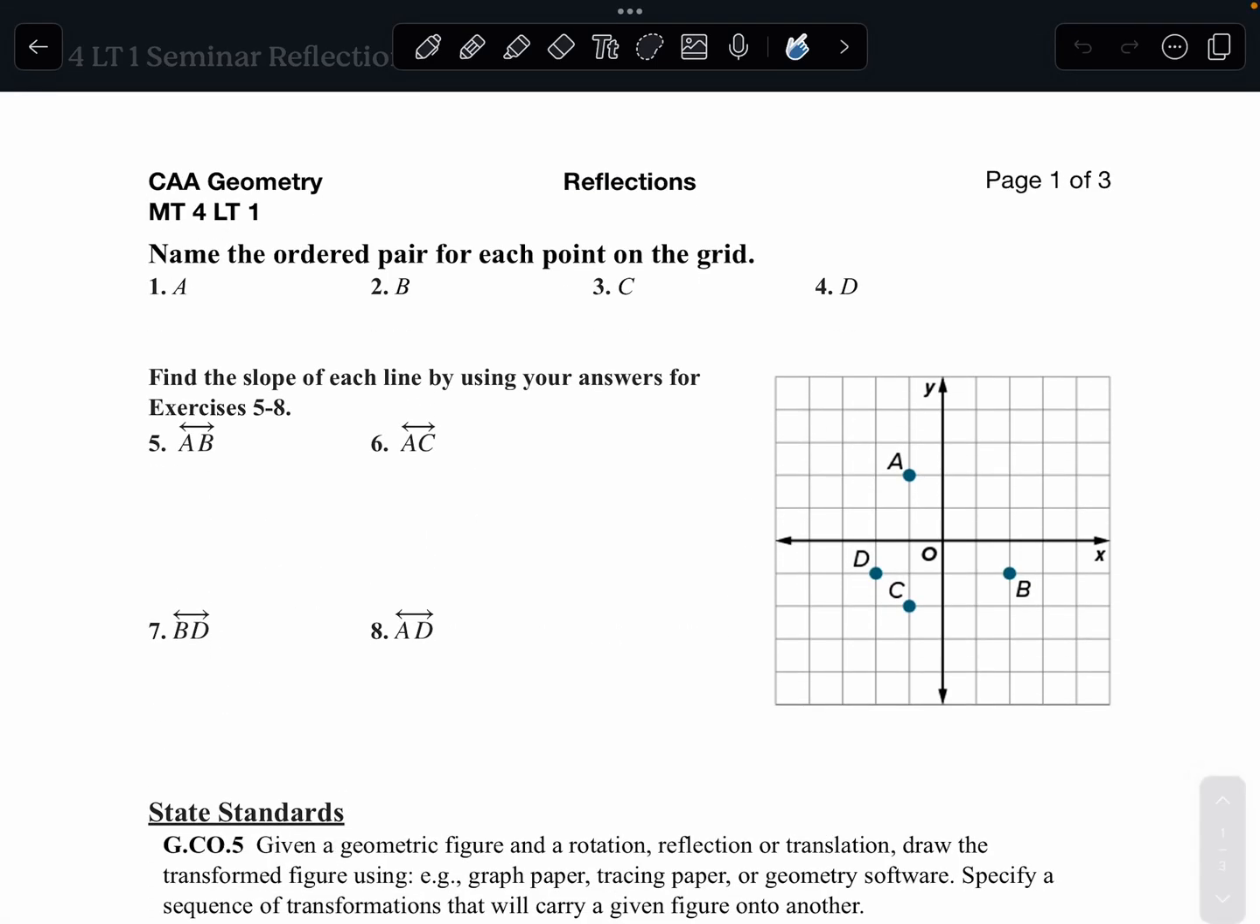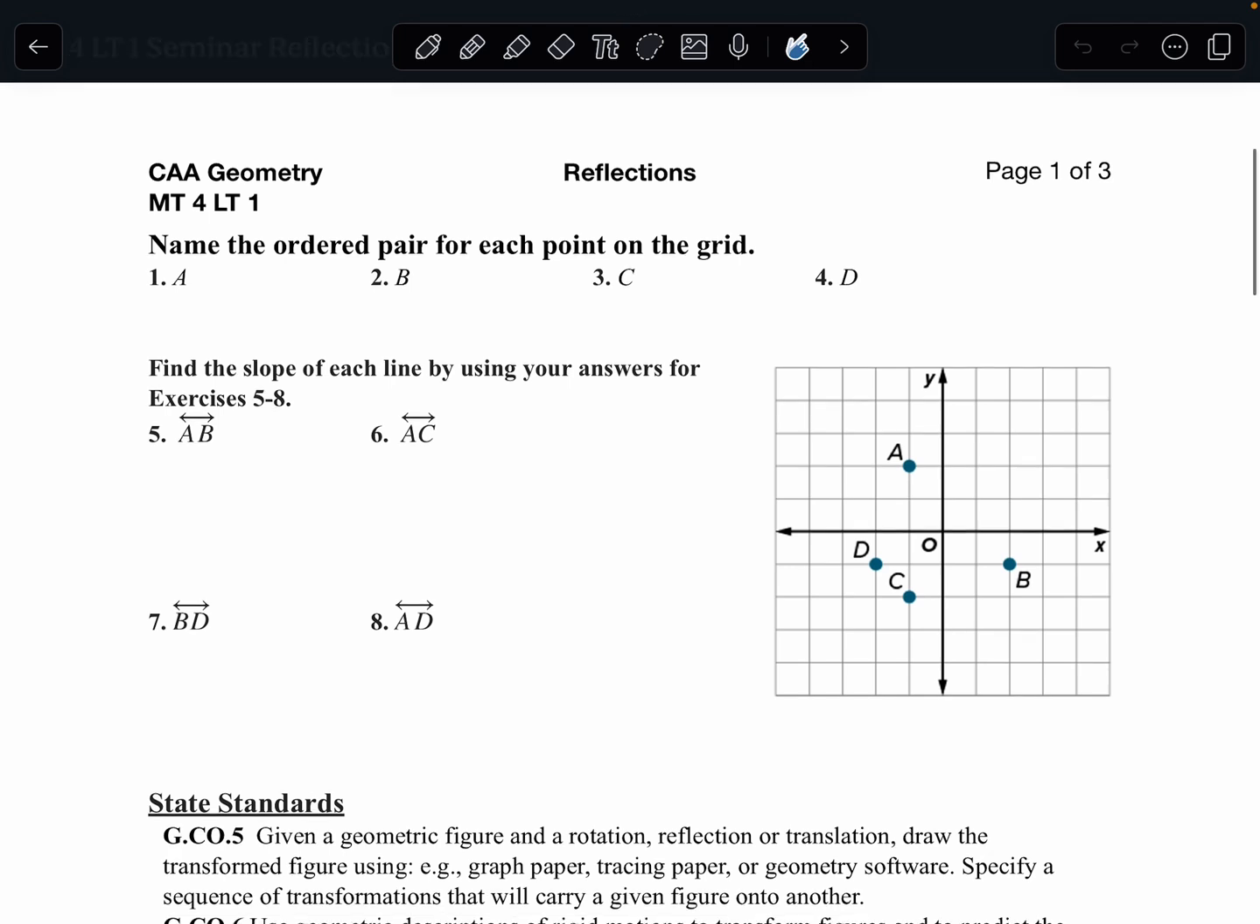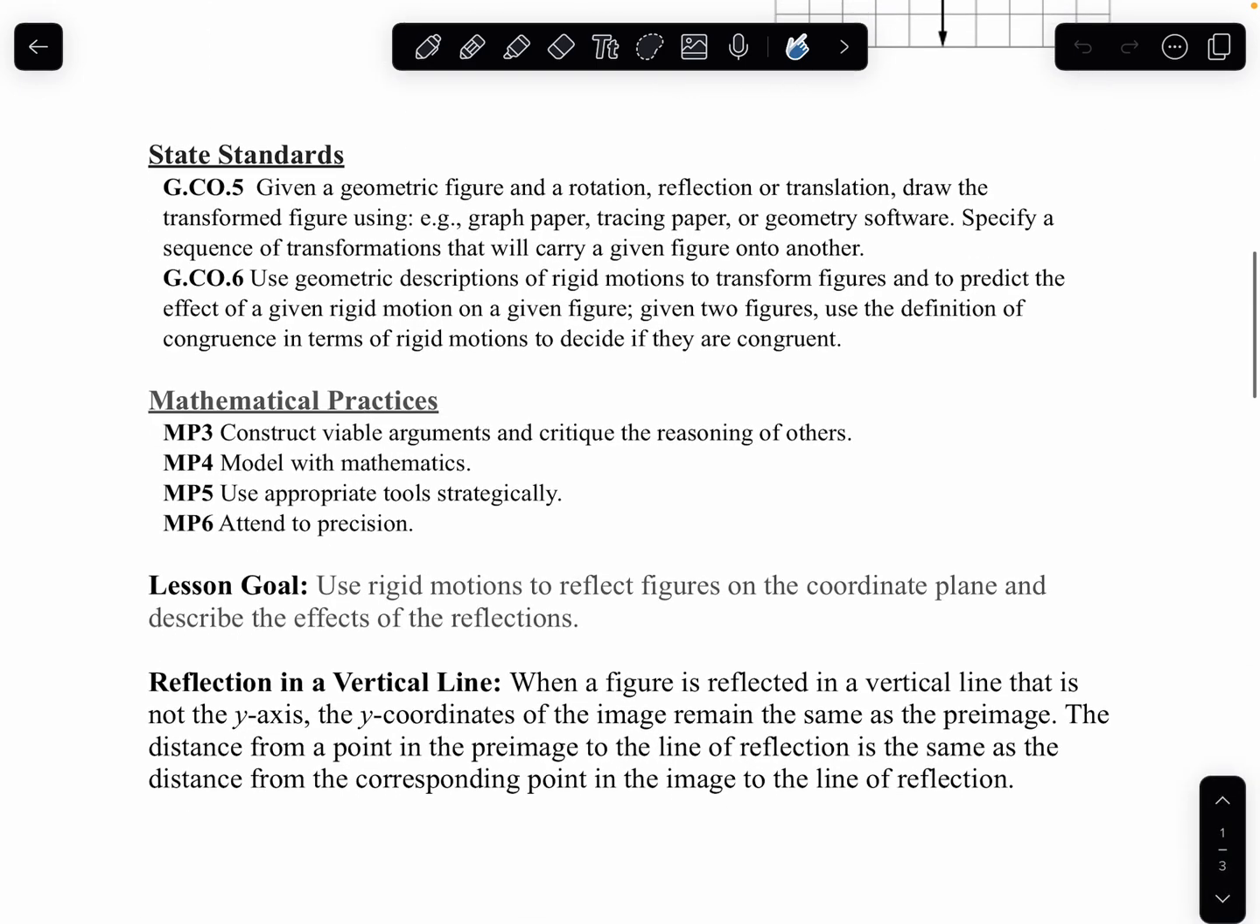In MT4 LT1, I want you to do the first 8 questions on your own and maybe check with a partner and compare what you got. And what we're going to be looking at today are transformations. And specifically, we're going to do some reflections today.